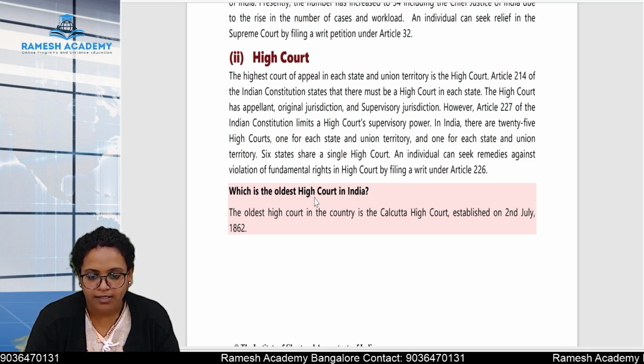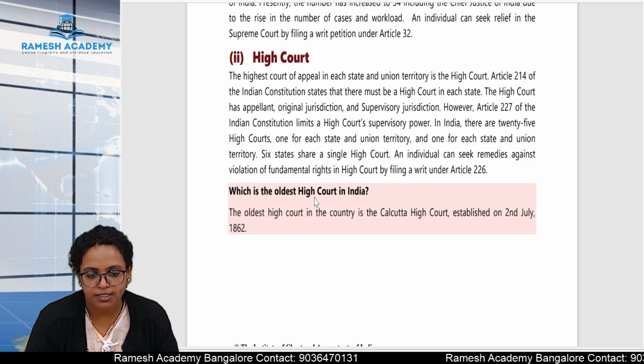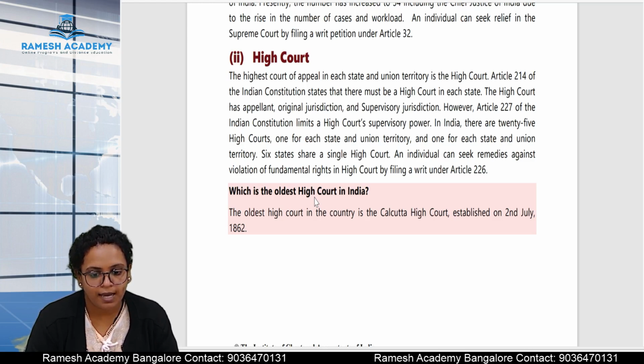Okay, High Court supervisory jurisdiction. However, Article 227 of the Indian Constitution limits High Court supervisory power. In India, there are 25 High Courts. Please mark it.